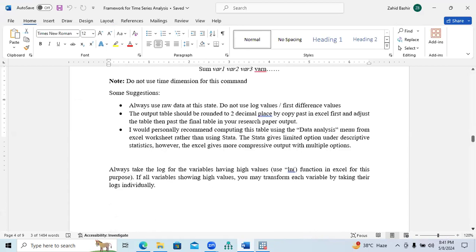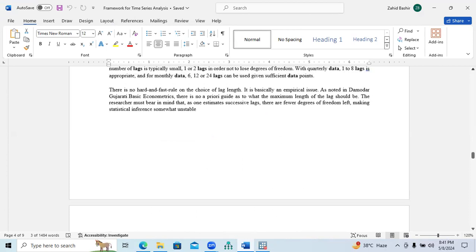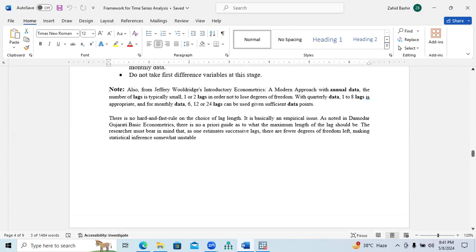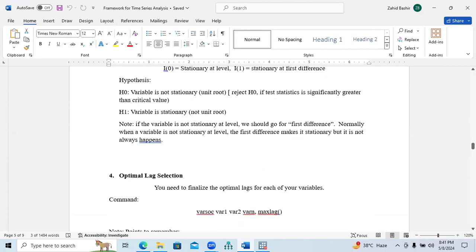Then, as a third step, you can consider the unit root test. There are a lot of criteria here that we have discussed yesterday.